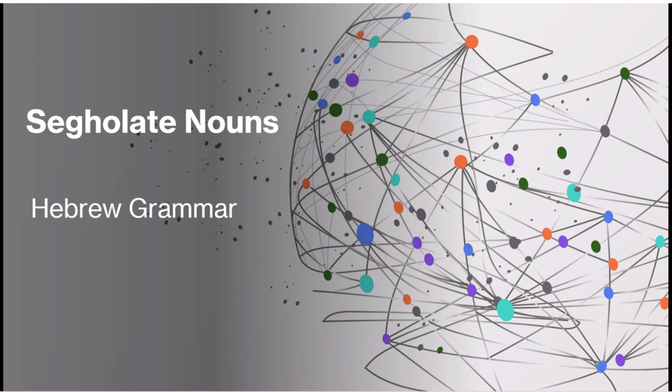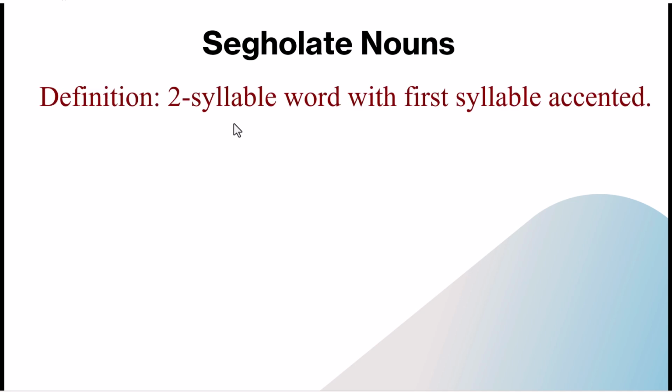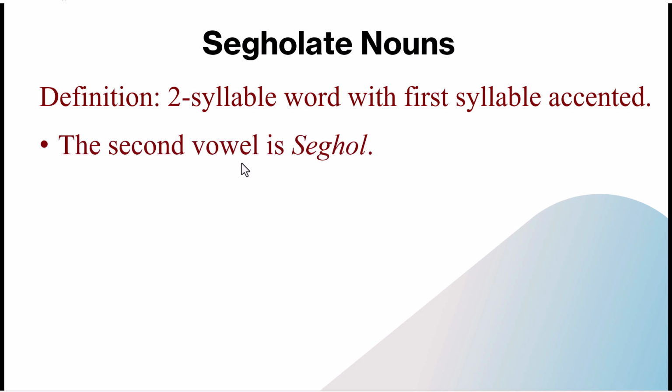As we move through Hebrew grammar, let's take a brief look at Segholate nouns. It's an important class of nouns. How do we define Segholate nouns? Well, a Segholate noun is a two-syllable word with the first syllable being accented. This means that the tone syllable is the first syllable.